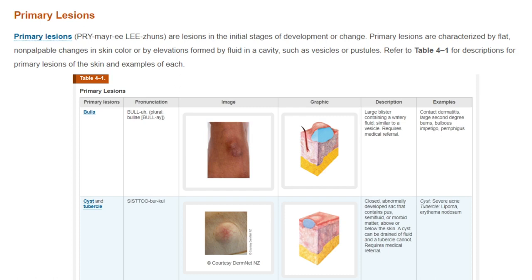Primary lesions, cyst and tubercle. Description: closed, abnormally developed sac that contains pus, semi-fluid, or morbid matter above or below the skin. A cyst can be drained of fluid and a tubercle cannot. Requires medical referral. Examples: cyst, severe acne, tubercle, lipoma, erythema nodosum.